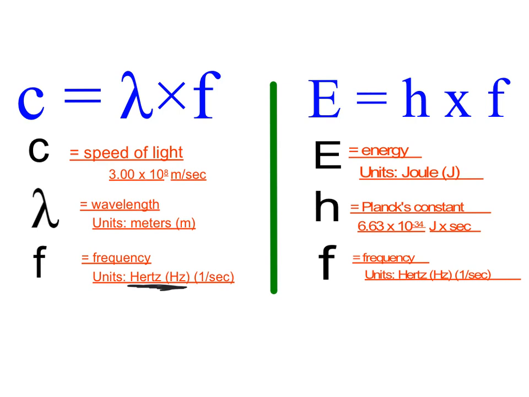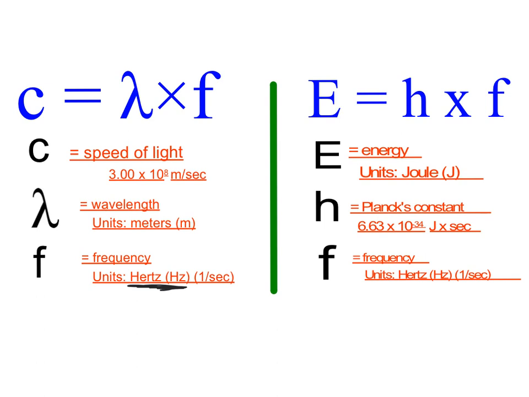Now let's look at the one on the right. E equals H times F. E stands for energy. It's the variable for energy. And E is always measured in units of joules. That is the designated unit of energy. H is another constant. It's Planck's constant. 6.63 times 10 to the negative 34 joules times seconds. It's just another constant. It's like C.